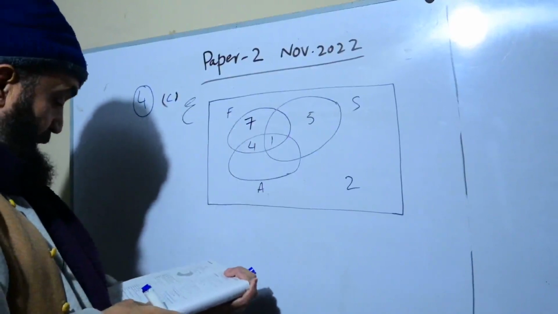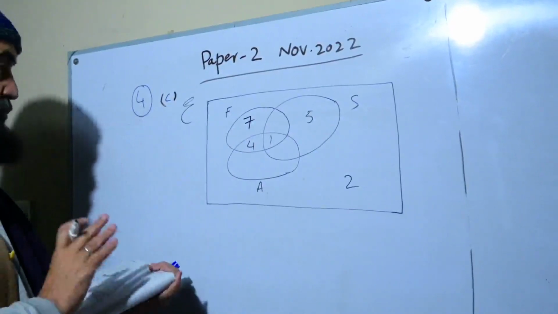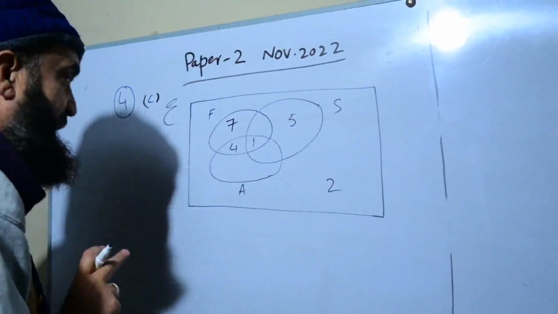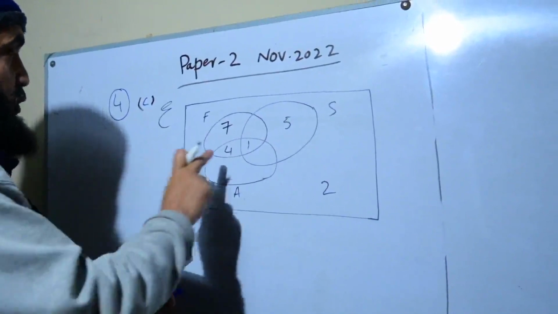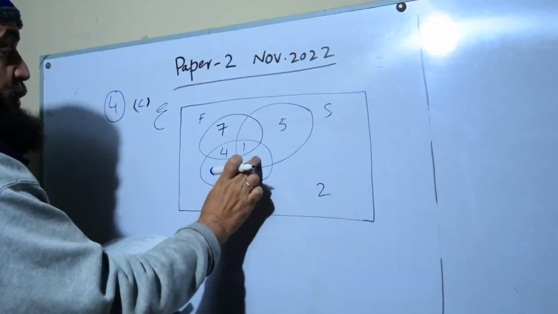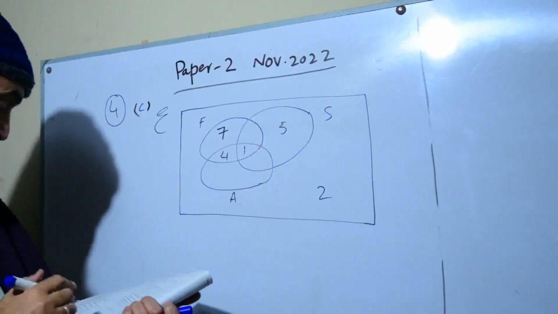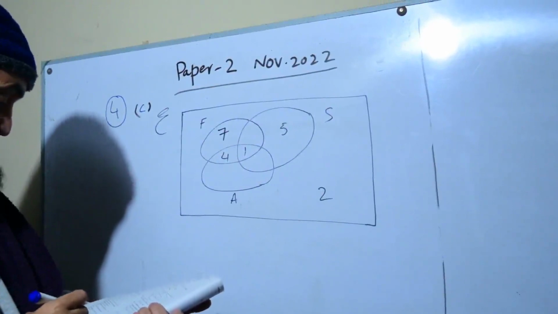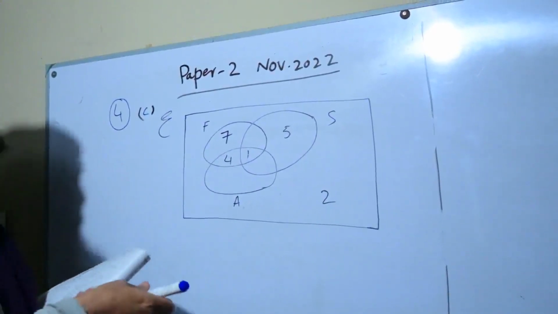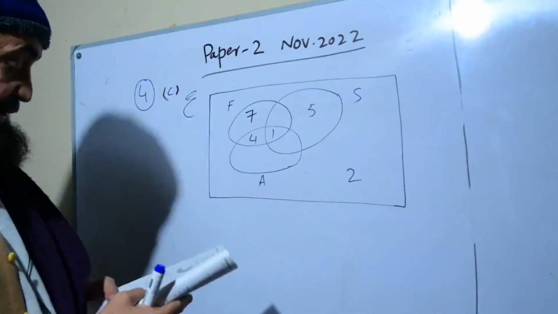Next, 8 students study Arabic. Keep in mind that there are a total of 8 students who study Arabic. So 4 plus 1 is 5, and there can be maximum 3 students here. Let's do it. Use this information to complete the Venn diagram.